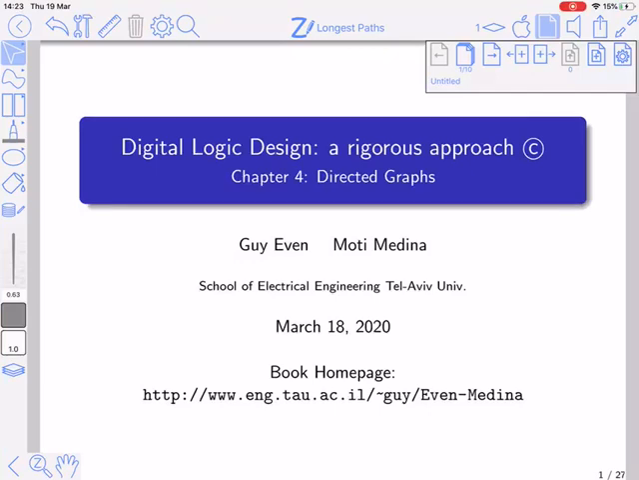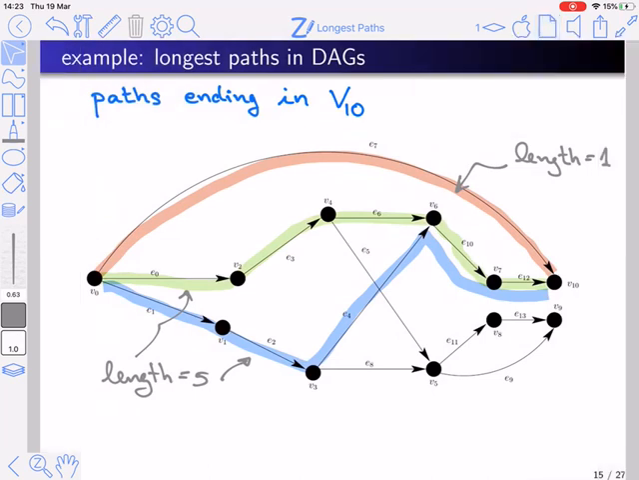This is a talk on Chapter 4, Part 2, on directed graphs. In this talk, we will focus on longest paths in directed acyclic graphs. Consider the following directed acyclic graph. It has vertices and it has edges. And we're focusing here on vertex V10, and we're interested in longest paths that end in V10.